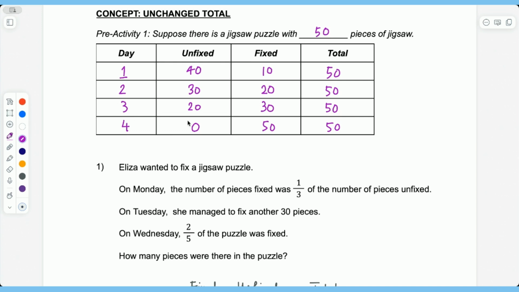And using this scenario, we can see that as the number of pieces that are fixed increases, the number that are unfixed will decrease until it's 0, while the number of jigsaw pieces in the puzzle remains unchanged. So the total is still 50.